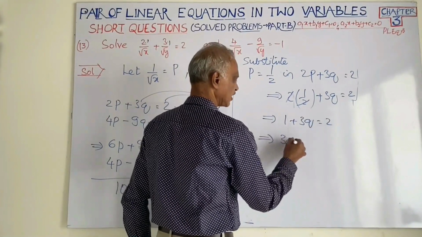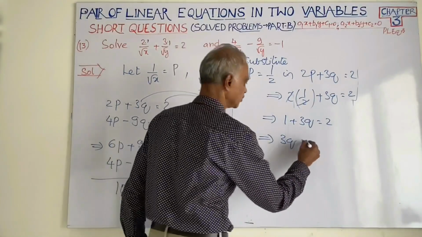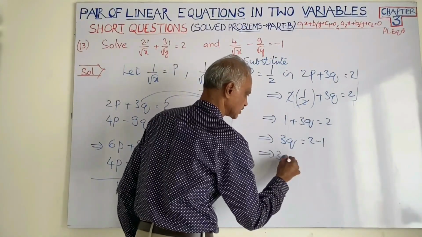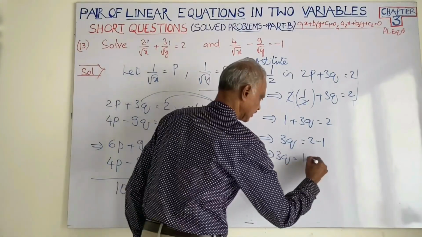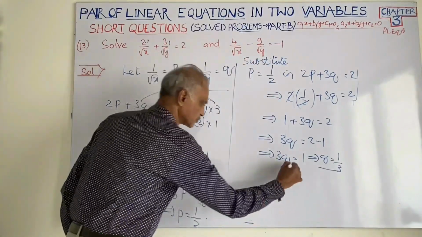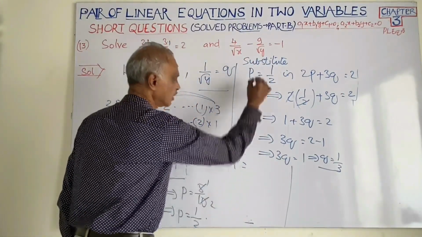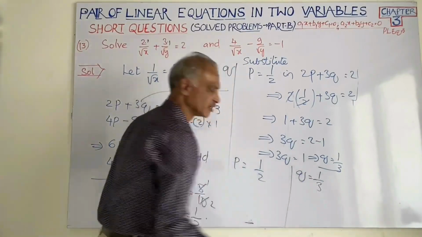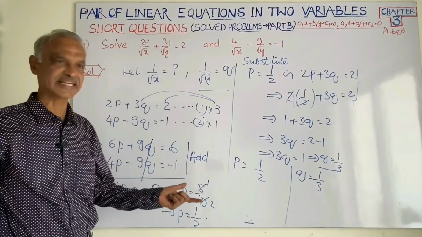We have to find the value of q. 3q is equal to 2 minus 1, so 3q is equal to 1, and you will get q is equal to 1 by 3. What is the value of p you got? 1 by 2. What is the value of q you got? 1 by 3. From this you have to find the values of x and y.